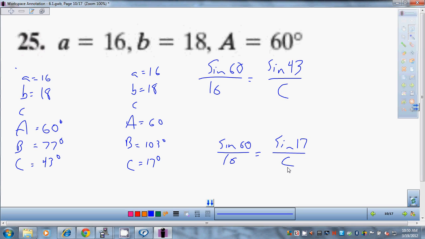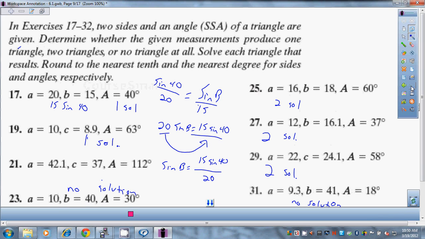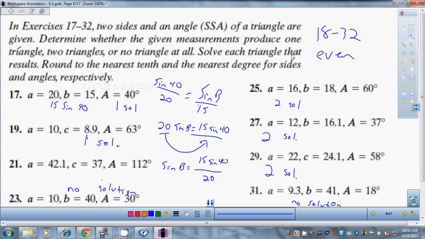Alright, so we're going to stop. So what problems were those? It's page 651, I think, and it's just going to be 18 through 32 even. Page 652, 18 through 32 even.